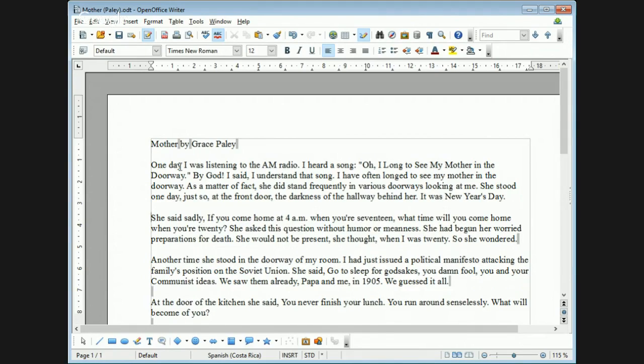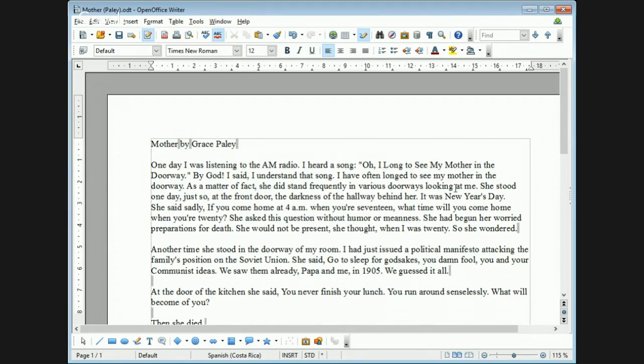Mother by Grace Perry. One day I was listening to the AM radio. I heard a song. Oh, I longed to see my mother in the doorway. By God, I said, I understand that song. I have often longed to see my mother in the doorway. As a matter of fact, she did stand frequently in various doorways looking at me. She stood one day, just so, at the front door, the darkness of the hallway behind her. It was New Year's Day.